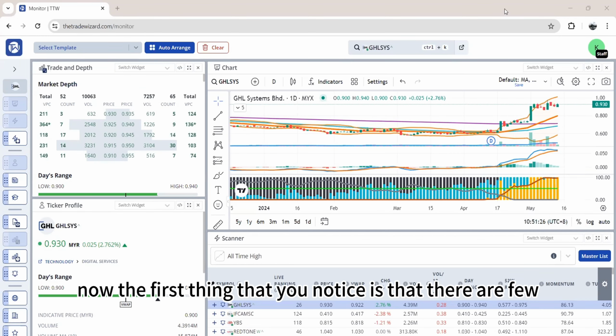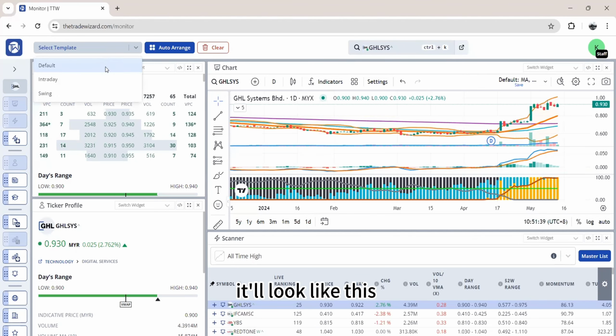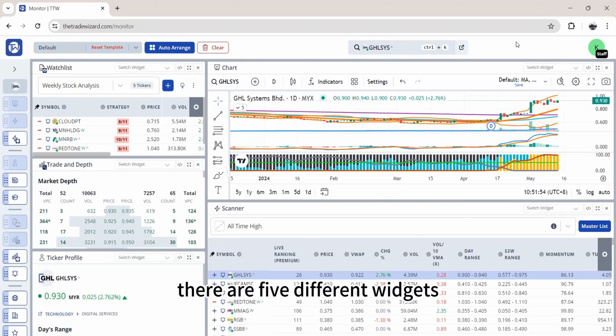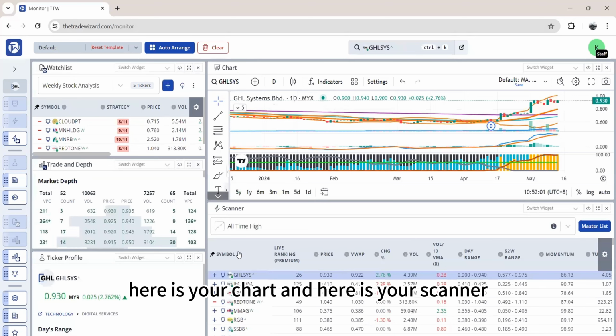Now, the first thing that you notice is that there are a few different widgets here. Like this is the market depth, this is your ticker profile, this is your chart, this is your scanner. Maybe by default, some of you enter, you look like this. There are 5 different widgets. First one is your watch list, second one is your market depth, third one ticker profile, here is your chart, and here is your scanner.